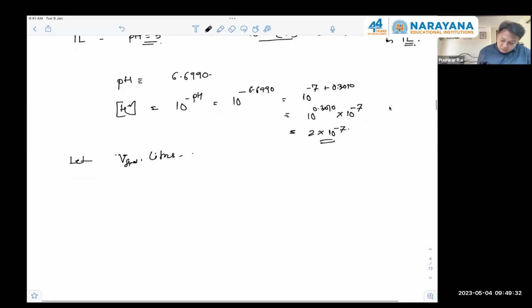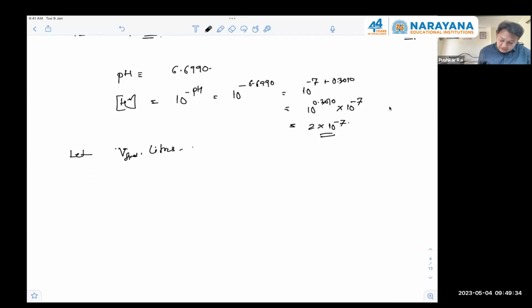Now this is the final liter. What are we going to do here? We have to understand that at equilibrium the total H plus concentration must be equal to the total OH negative concentration plus the total X negative concentration. That is the simplest approach. Since H plus is 2 into 10 to the power minus 7, OH negative will definitely be 1 by 2 into 10 to the power minus 7.